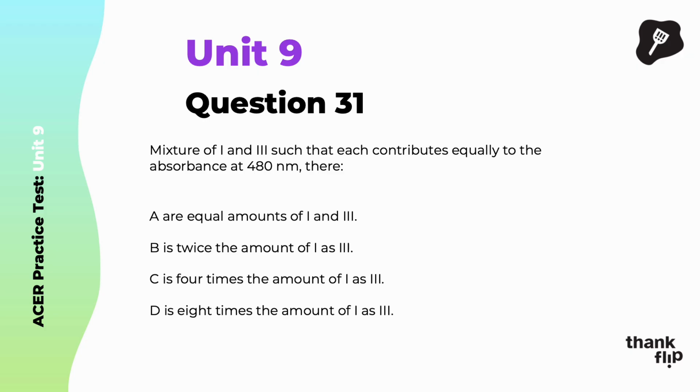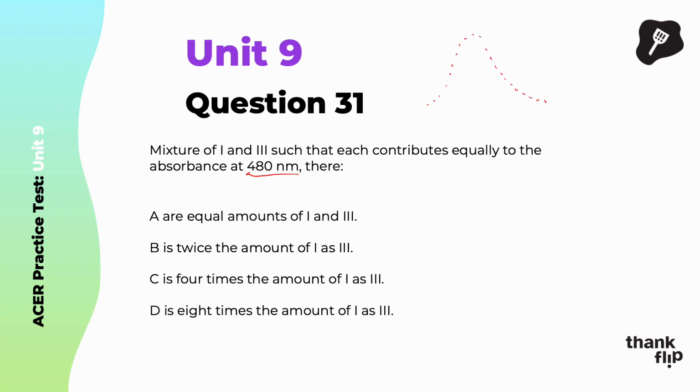So this final question is a little bit different. It's basically saying that if you have a mixture of compounds 1 and 3, and each of these compounds contributes equally to the absorbance at 480 nanometers, what would be the proportion of each compound within this mixture? So what we have to look at first is the 480 nanometer mark. So looking at our stimulus, at 480 nanometers, we have quite a tall peak for compound 3. So that's the pink dotted line.